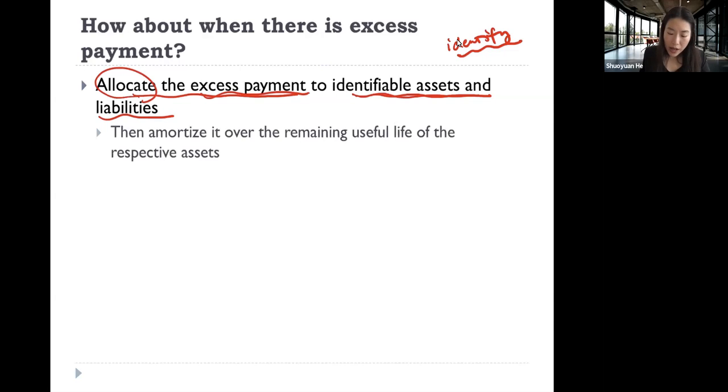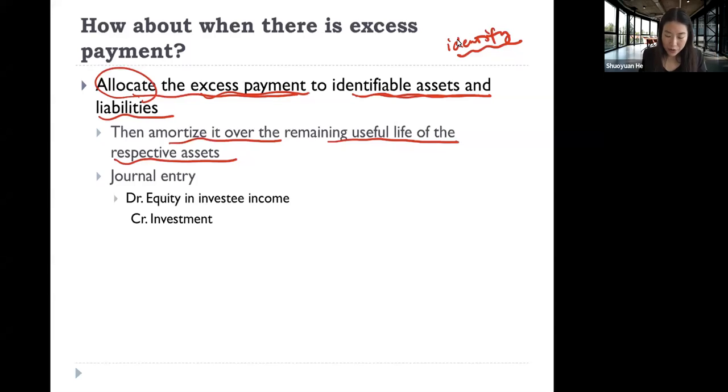And then we need to amortize it over the remaining useful life of the respective asset. So after we have identified those assets and liabilities, we will know the respective useful life for each asset or liability, and then we will be able to allocate the excess payment to those and amortize it over their remaining useful life. And again, the general entry, we already talked about it. This is just the fifth general entry we just talked about.